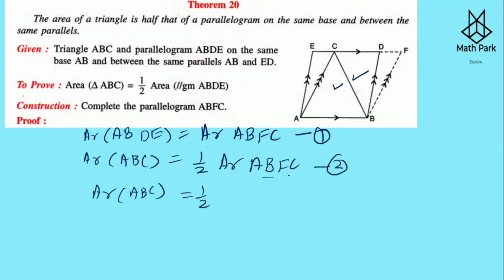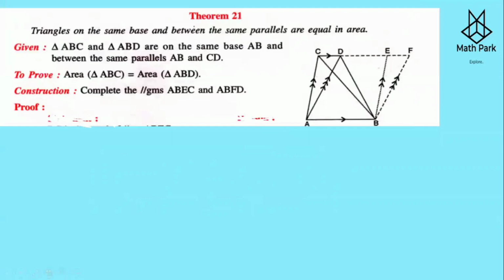In place of ABFC, now I can write ABDE, because area of ABDE is equal to area of ABFC. So it is equal to half of area of ABDE. So hence we have proved the theorem: area of a triangle is half the area of a parallelogram on the same base and between the same parallels. Got it? Now, theorem 21: triangles on the same base and between the same parallels are equal in area.